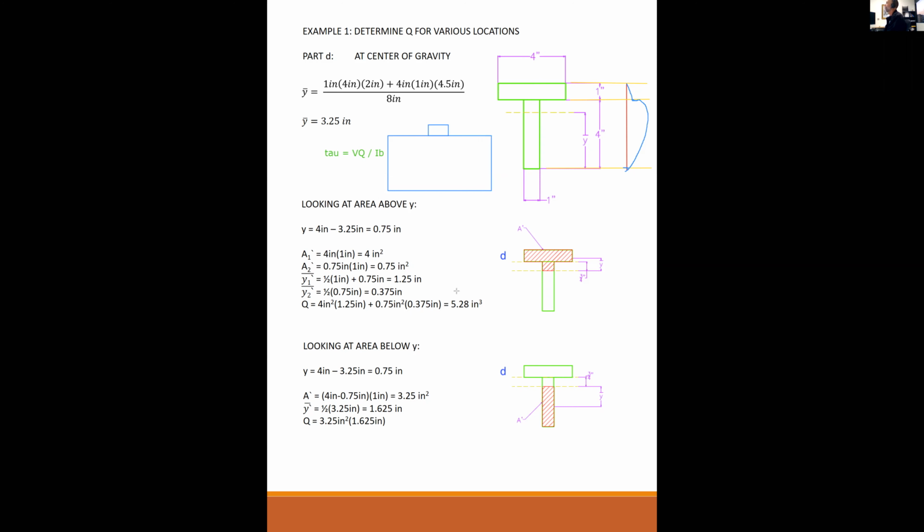odd section that looks like that, right? And because this is so narrow, Q is small, but B is so much smaller, you could conceivably have a higher shearing stress here than through the center of gravity. Yes. Good observation. That probably wouldn't be practical, right?